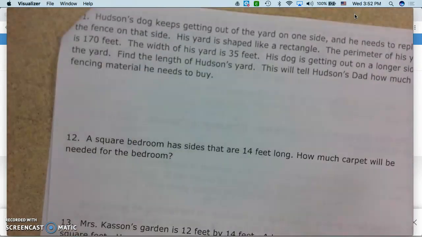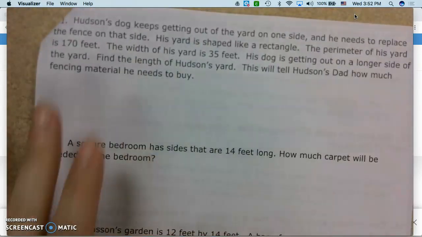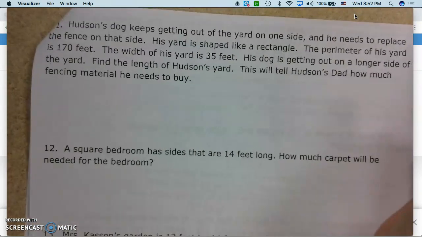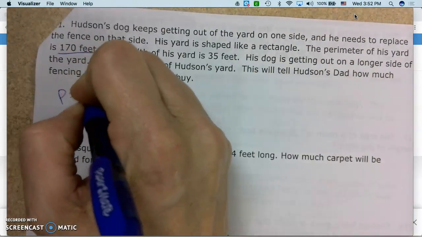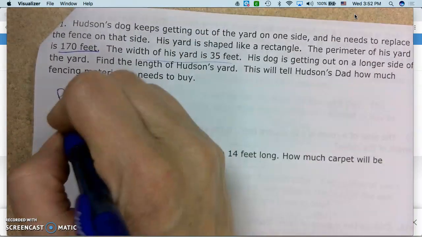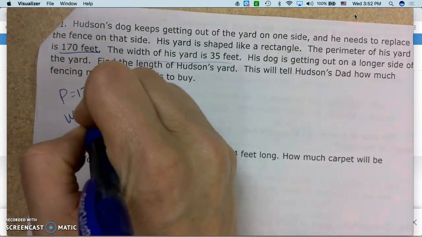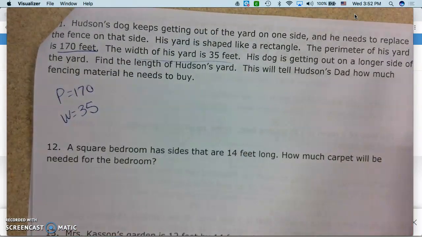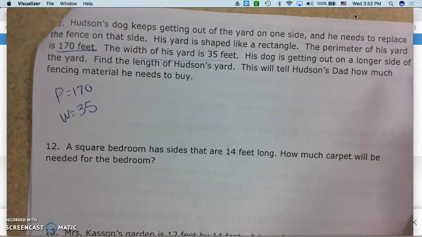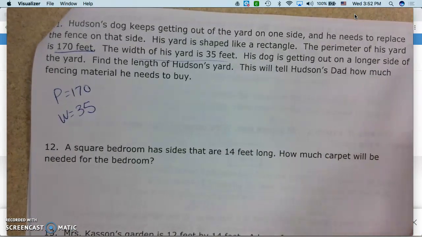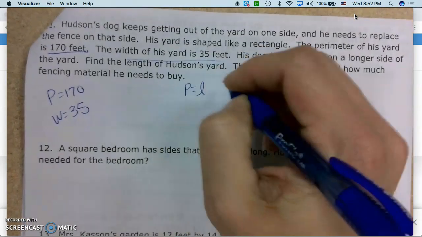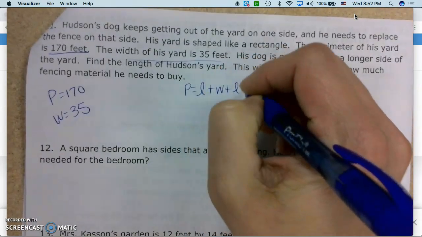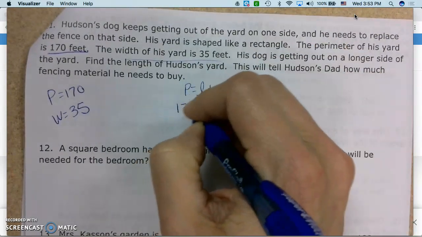All right, so Hudson's dog keeps getting out of the yard, and they need to replace the fence on that side. It's shaped like a rectangle, and they tell us the perimeter, and they tell us the width. And they're telling us that the dog is getting out on the longer side of the yard, and they only need to replace that one side of the fence, so we've got to find the length. So we would use the same formula for perimeter. Substitute in the things that you know.